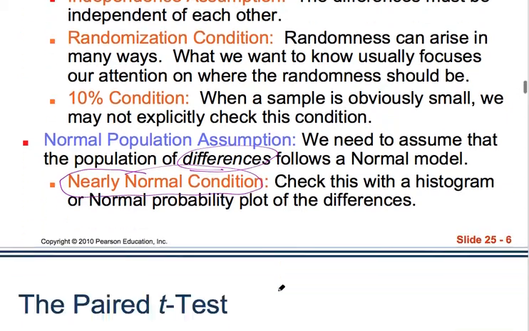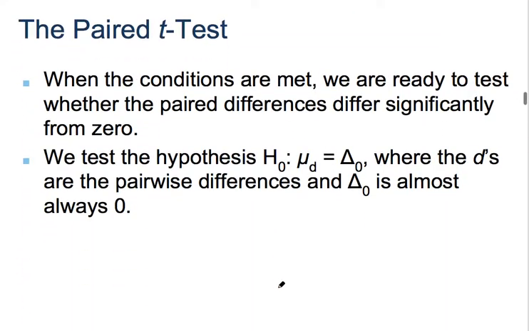the differences. Okay, so the paired t-test, conditions are met, we can go ahead and start, okay? What we're looking at is whether the paired differences are different than 0. Okay, so mu sub d is the mean of the differences.